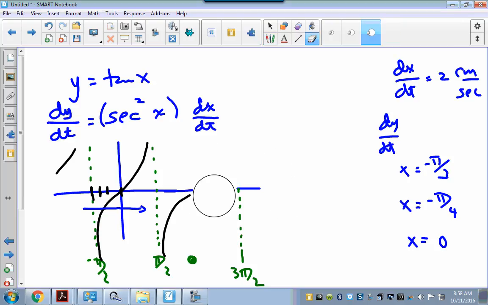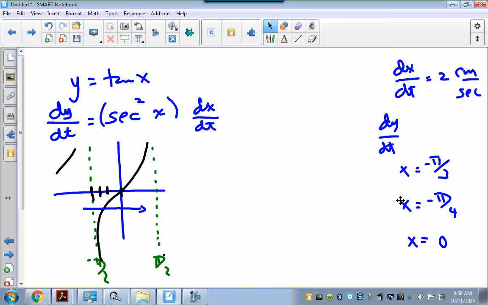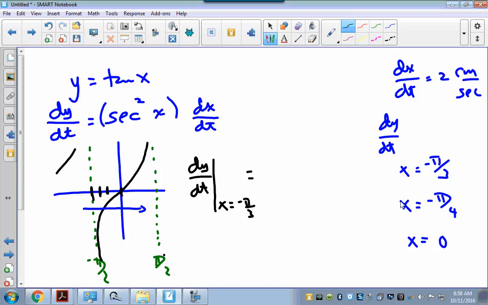So I can do that. Let me take away this branch. Don't need that. And okay, so dy/dt, this is evaluated when x is negative pi over 3. We're going to have the secant of pi over 3. We're going to have to figure out what that is. We have to square it, and then we're going to multiply it times dx/dt, which was given as 2. Units are, again, centimeters per second.